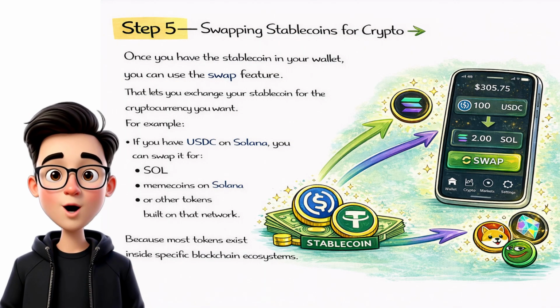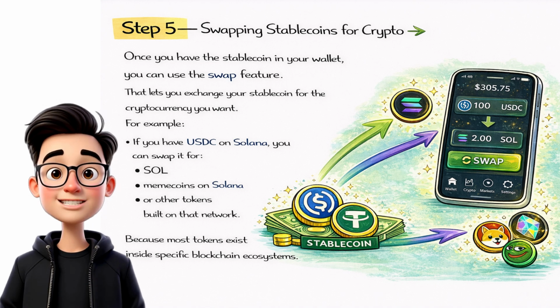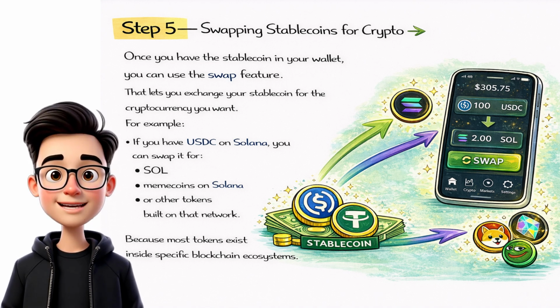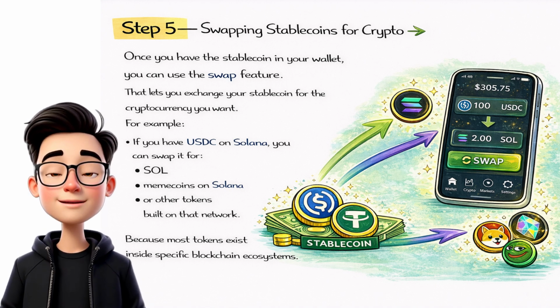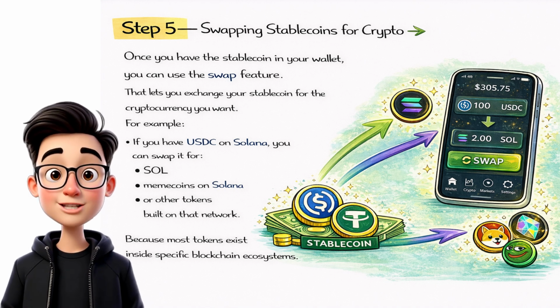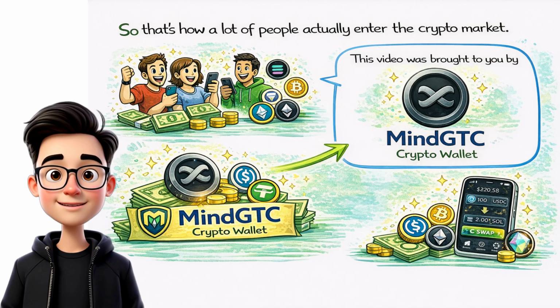Step 5. Swapping stablecoins for crypto. Once you have the stablecoin in your wallet, you can use the swap feature. That lets you exchange your stablecoin for the cryptocurrency you want. For example, if you have USDC on Solana, you can swap it for Sol, meme coins on Solana, or other tokens built on that network, because most tokens exist inside specific blockchain ecosystems. And that's it! That's how a lot of people actually enter the crypto market.